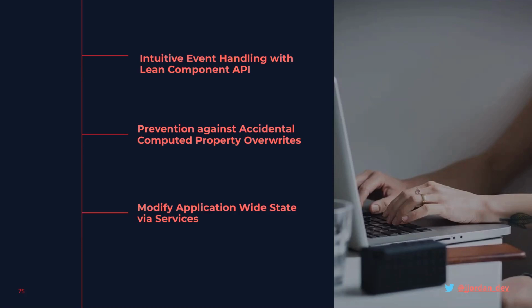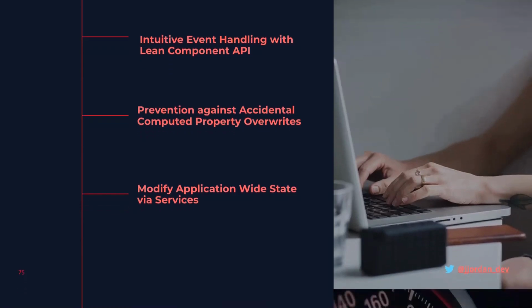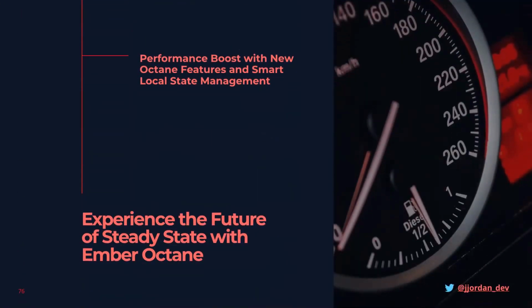We saw that we can still modify application state, and we saw some patterns for finding out where application state is owned and managed. And last but not least, Ember Octane provides us with several cool new features that make it much easier for us to write performant components and therefore also performant applications.